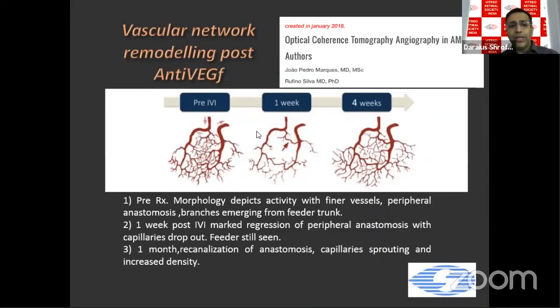So how does it help treatment? What happens when you give anti-VEGF to a patient with a CNVM? There are a lot of studies. There was a theory by Dr. Richard Spaide and other authors also, and they have shown the morphology, and this depicts the activity of finer vessels and anastomosis in branches. And once you give an anti-VEGF on the OCTA, you find that there's marked regression of these anastomoses and the capillaries, and they all drop out.